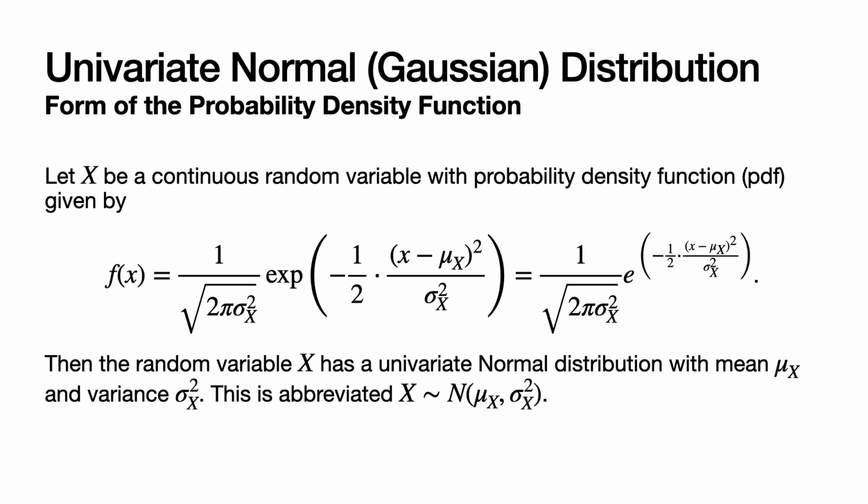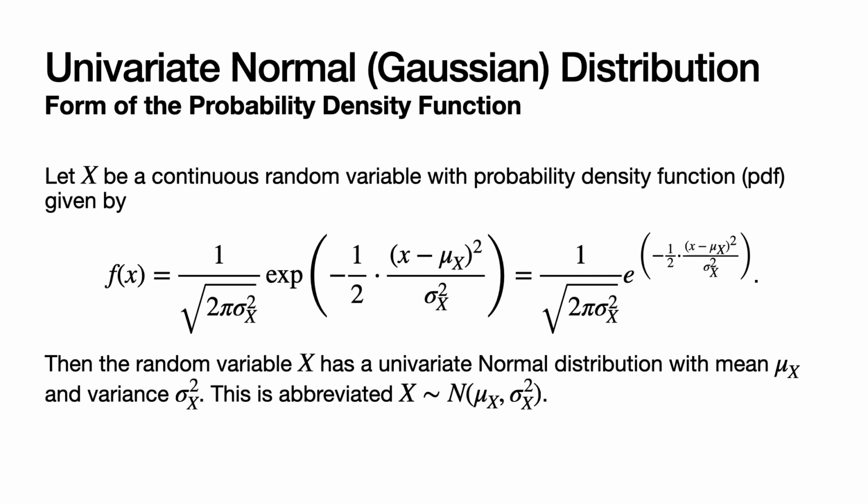Now you'll recall that the exponential function evaluated at an argument is defined to be, or is equal to, the real number e raised to a power equal to the argument at which we're evaluating the exponential function. And so you can see both types of notation here. Now, when a continuous random variable x has a probability density function equal to this kind of expression, the random variable x is said to have a univariate normal distribution with mean mu sub x and variance sigma squared sub x.